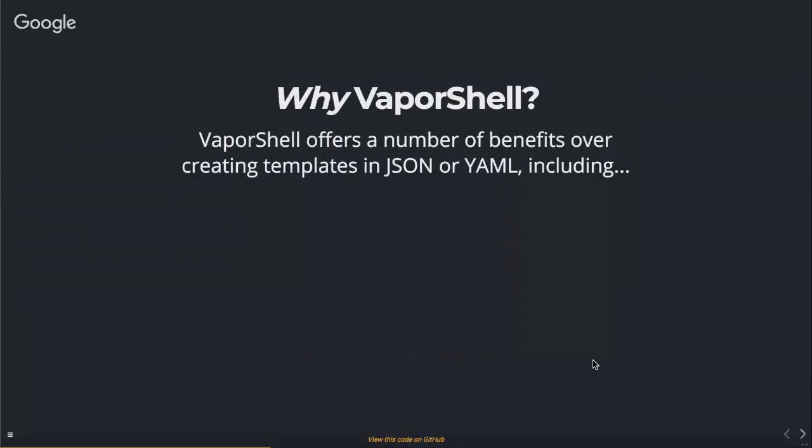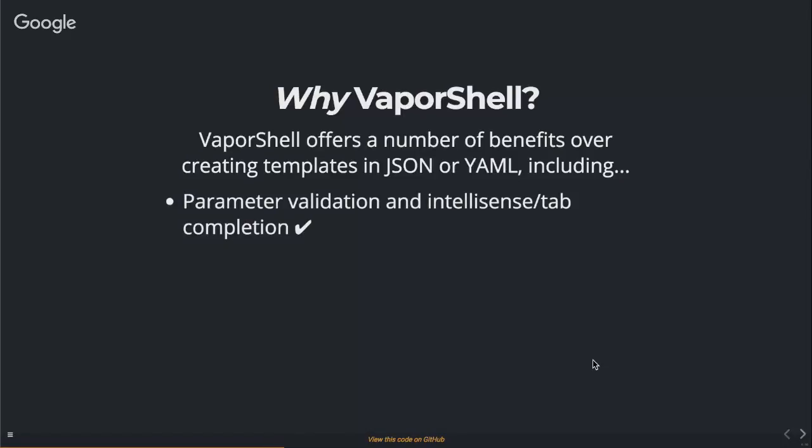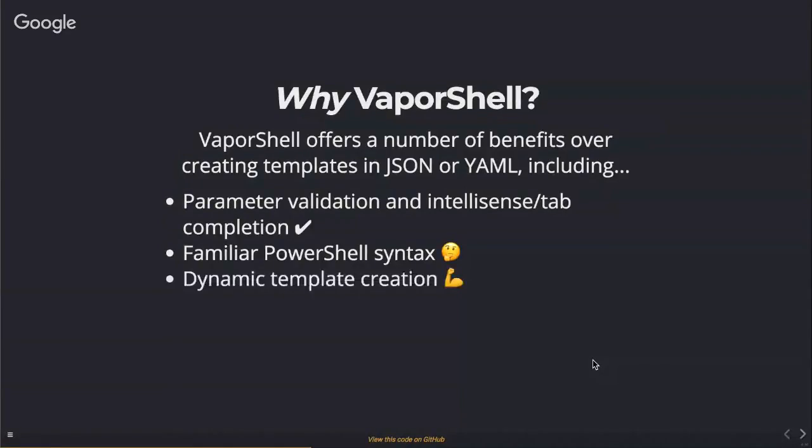So using VaporShell gives you a lot of benefits with creating templates over just building them in JSON or YAML, including native PowerShell stuff, IntelliSense, tab completion, familiar PowerShell syntax. I'm from a PowerShell background. JSON's pretty easy. YAML's a bit more of a pain, but being able to create templates dynamically was a big thing for me.